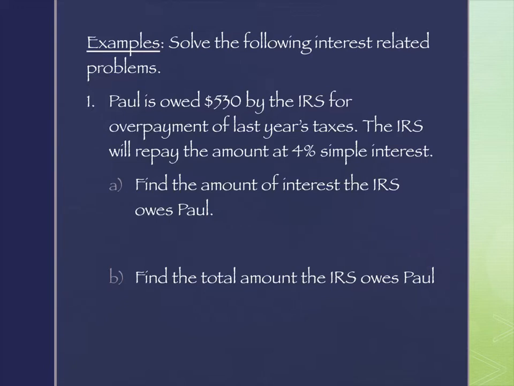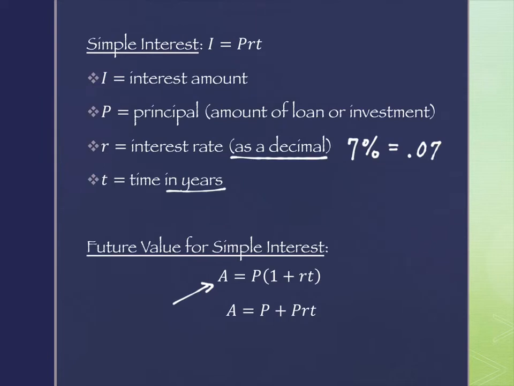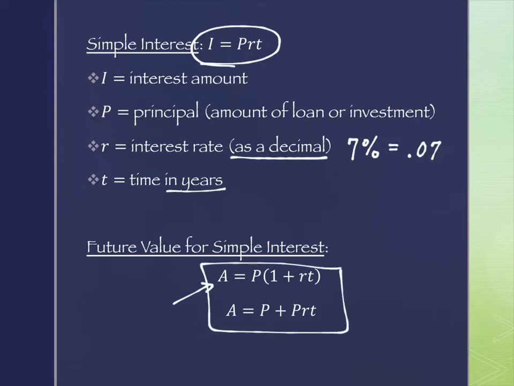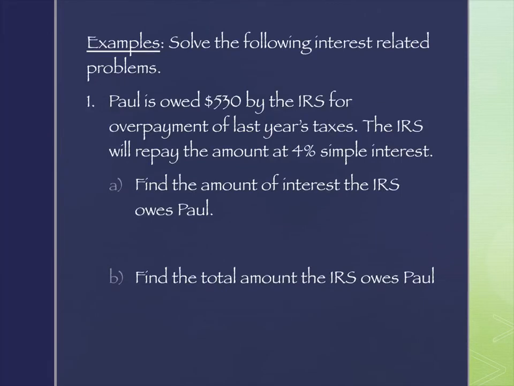The first part asks us to find the amount of interest that the IRS owes Paul. There are two questions, and there are two formulas that we've seen so far: this one, and then these two that are the same formula, just distributed. When we're asked simply to find interest, the first one that has the I in it is the one they're asking us to use. It also tells us that we're working with simple interest here. That's important; we're going to encounter another kind of interest later. But for simple interest, it's the formula I've already given you. So this is I equals PRT.